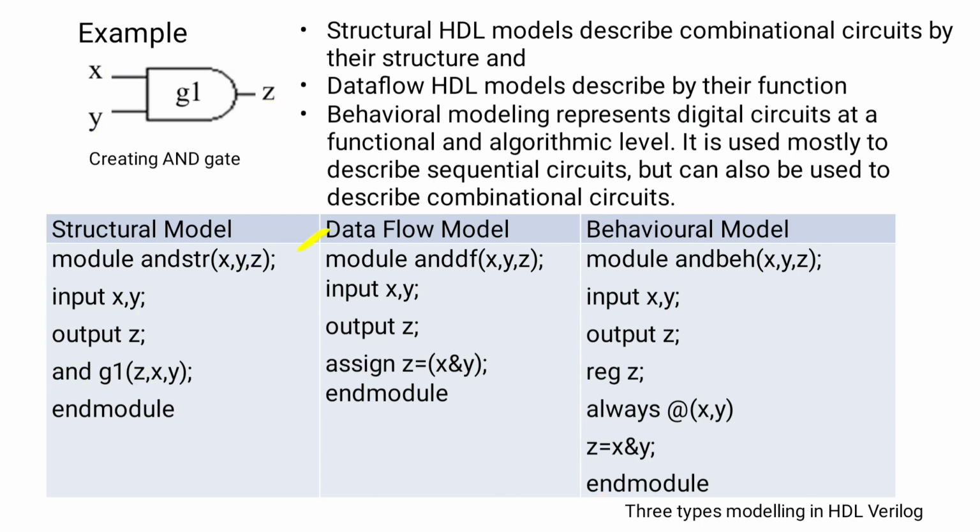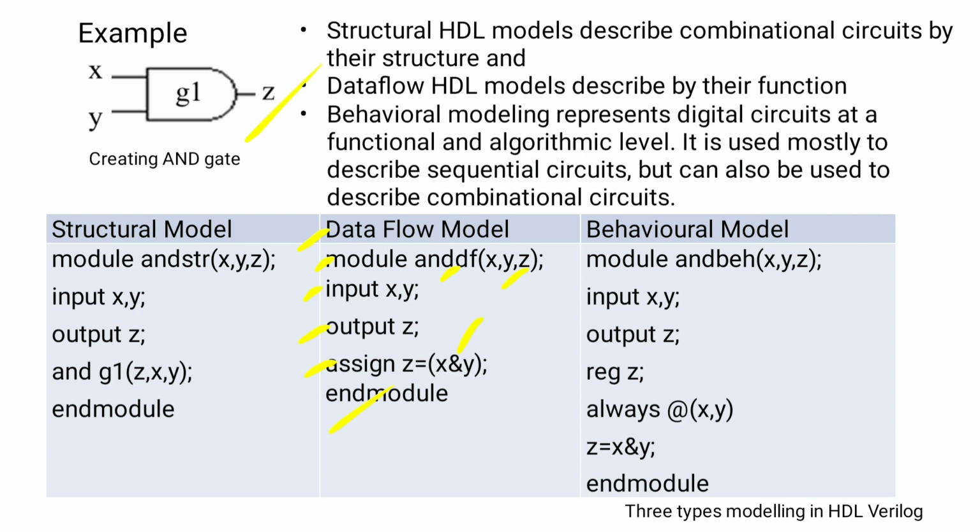Next, in the data flow model, between module and end module the program is written. So AND DF is the name of the program. Inputs and outputs can be listed in any order. Here the declaration of which are inputs and outputs is written. Then assign is the keyword that is used in the data flow model. Here the logic equation has to be implemented, not the circuit. If we know the equation, that is more than enough.